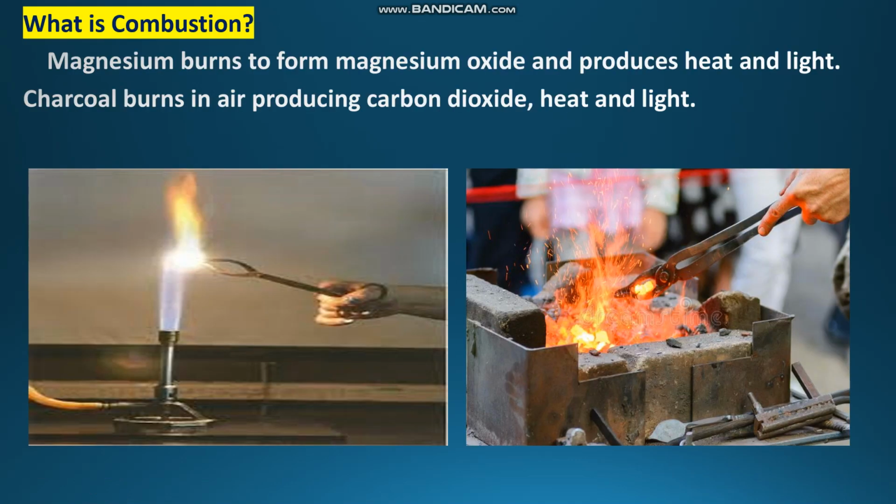So let us see what is combustion. You have learnt in your lower classes the burning of a magnesium ribbon. When a magnesium ribbon burns, what is produced? Magnesium oxide is produced along with the production of heat and light. And if coal burns, what are the products? It produces carbon dioxide, heat and light. You know, coal is a form of carbon. So when it is burnt, carbon dioxide is produced along with the heat and light.